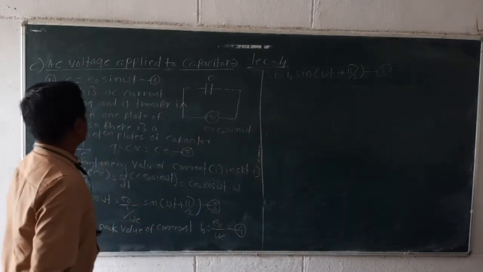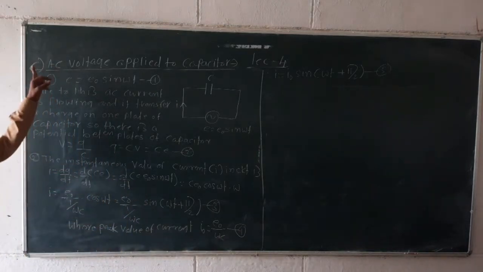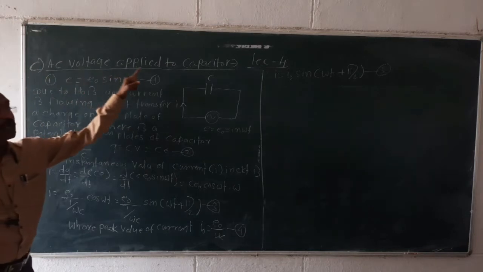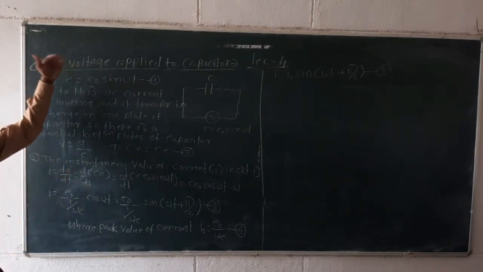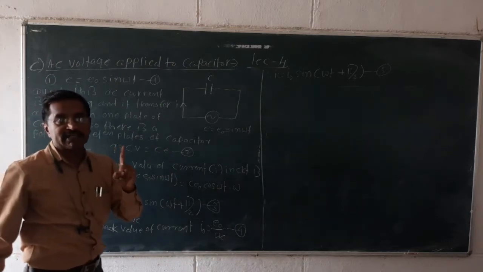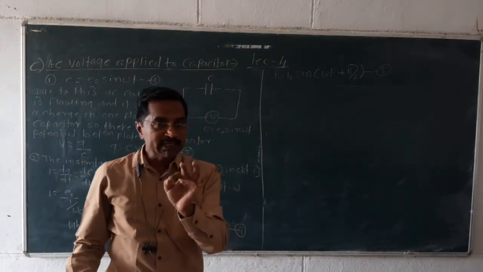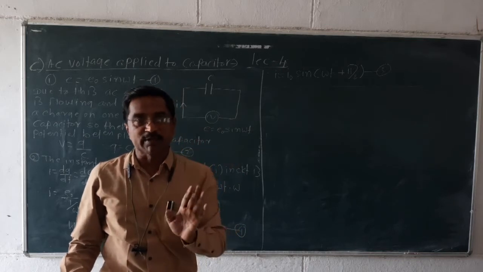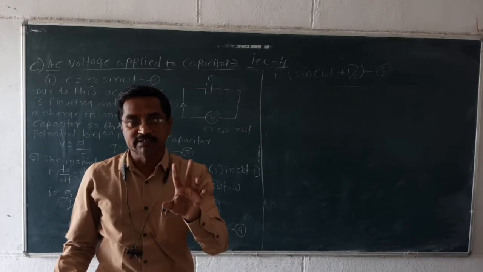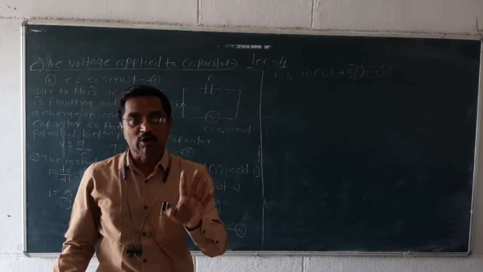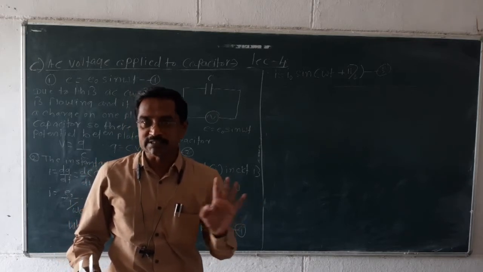Now in today's lecture, you have to study the next AC circuit, that is the third AC circuit, AC voltage applied to capacitor. Before this, you have already studied two AC circuits. First, the AC voltage applied to the resistor. At that time, due to that AC voltage, the alternating current is flowing and there is no phase difference between the alternating current and alternating voltage. Zero phase difference, or current and voltage are in the same phase in case of resistor.